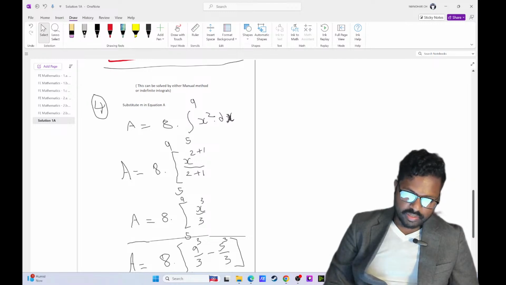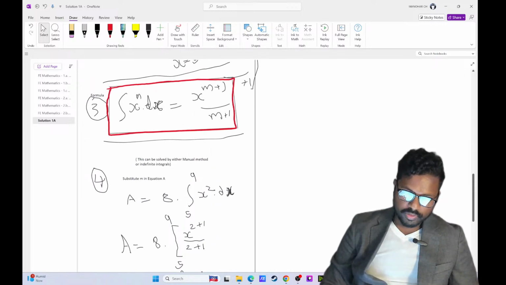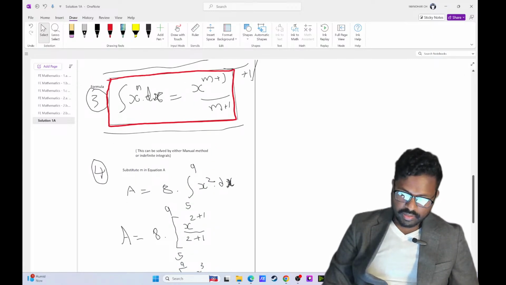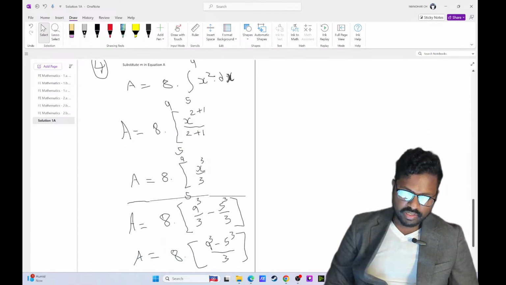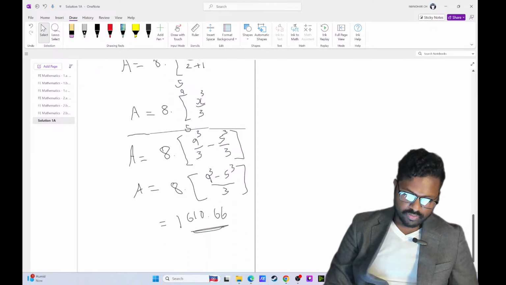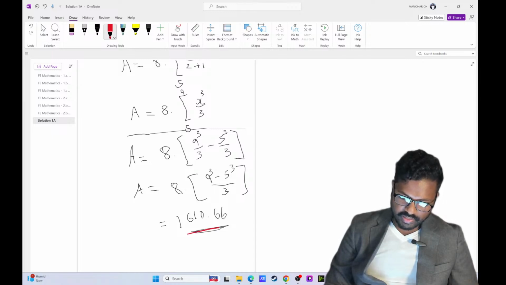And then it comes down to the next step. A is equal to 8 into integral of 5 to 9 x power 2 plus 1 by 2 plus 1, because I'm simply substituting the value of m with 2 here. See, in the equation it's x power m plus 1 by m plus 1. I'm simply substituting 2 in place of m. And finally it comes down to A is equal to 8 into x cube by 3 from 5 to 9, which gives us the equation A is equal to 8 into 9 cube minus 5 cube by 3, which gives us the final answer.